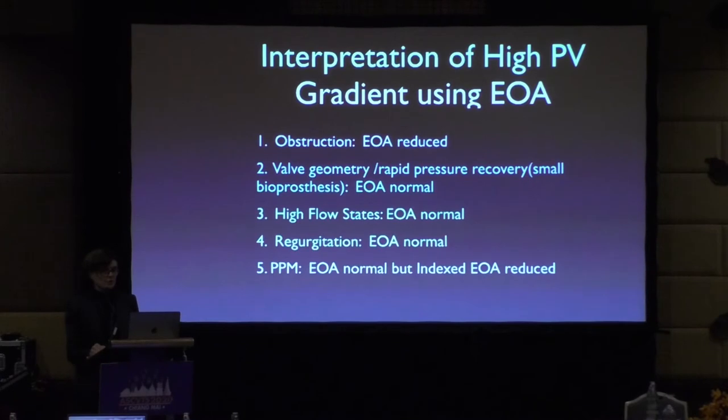How do we interpret high prosthetic valve gradients? Well, we can use the EOA. If the valve is obstructed, the EOA will be reduced. In the setting of patient prosthesis mismatch, the EOA is normal because the valve is actually normal. The problem is that it's too small for the patient, so if we index it, the indexed EOA is reduced. And in all other states, the EOA is normal.